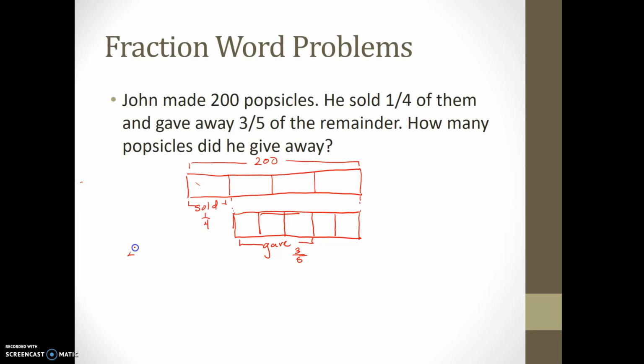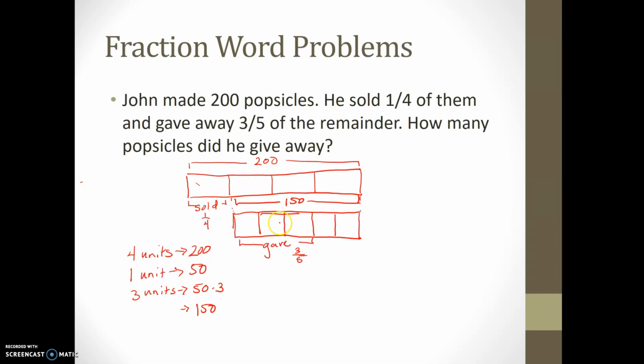So I'm going to solve with the unitary method, and I'm going to say 4 units. Now I'm looking back up at my original amount there, and that equaled 200 popsicles, didn't it? So if I solve for 1 unit, 200 divided by 4 is going to be 50. And now I want to know how many popsicles are in these 3 units here. So 3 units is going to be 50 times 3, which equals 150 popsicles. Okay, now I know that after selling 1/4 of his popsicles, he had 150 left, right?